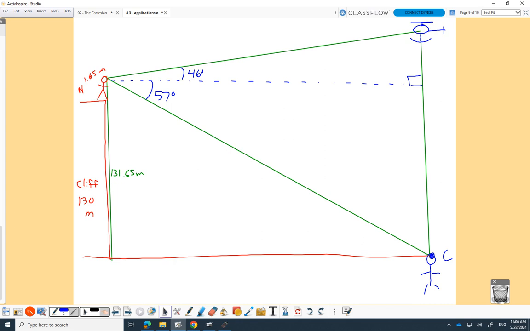From helicopter to Robert. That's what we really want to find. I've already got part of it. I'm well on my way. See this distance? The cliff to Nadia is 131.65. I've already got that there. So let me just draw that on here. I've already got that distance there. I'm halfway there. Well, mathematically I'm halfway there. I'm not.